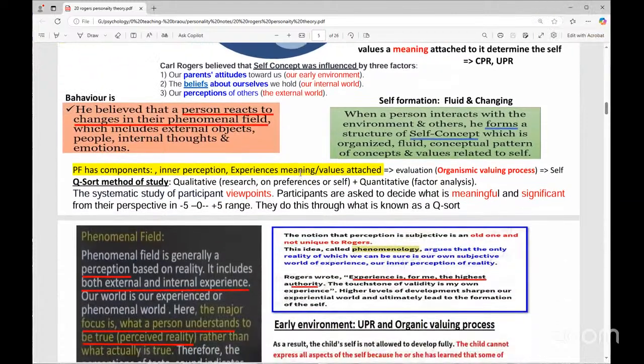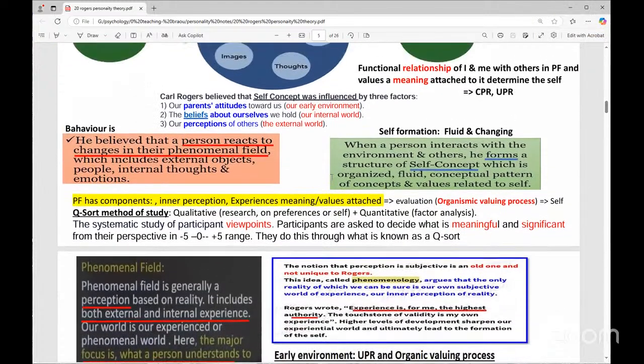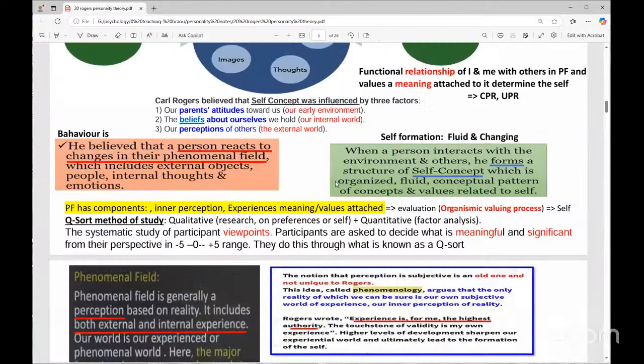Sir, can you increase the font size? Particularly the next slide is too small.